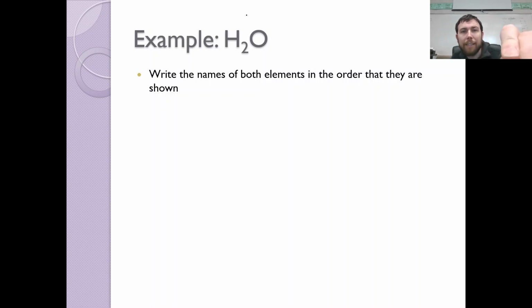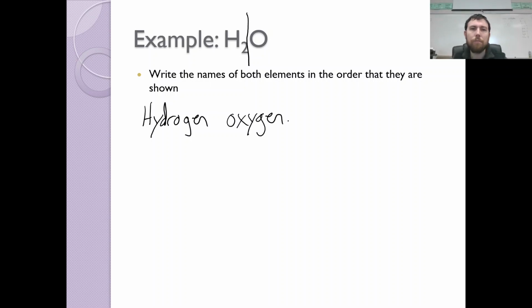So we got H and O. So we've got hydrogen, oxygen, right? That's simply the names of both of those elements. H and O are hydrogen and oxygen respectively. That's step 1. Step 2, we need to change the second element's ending to IDE.